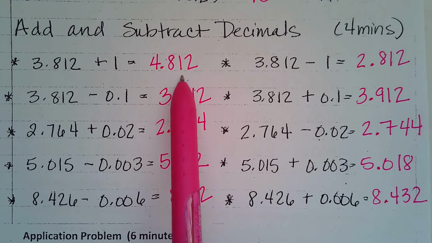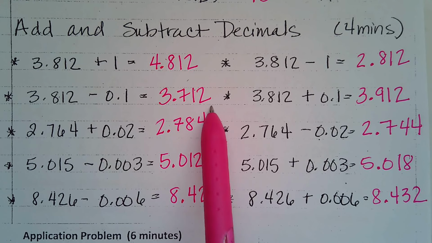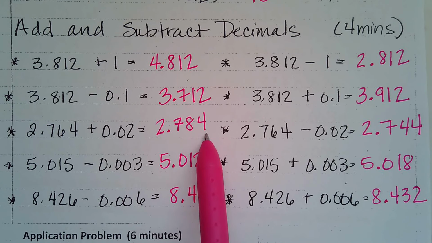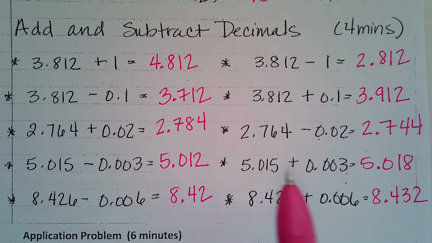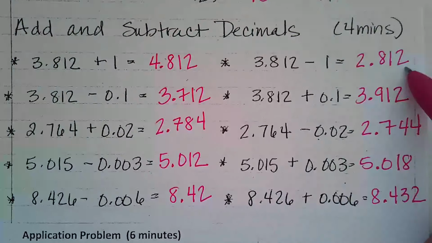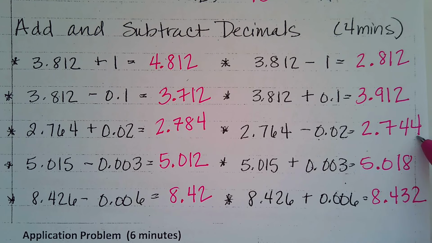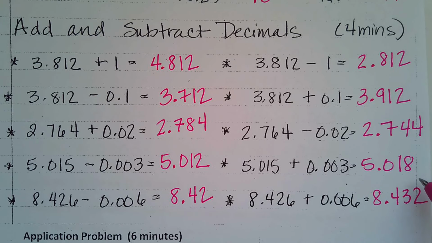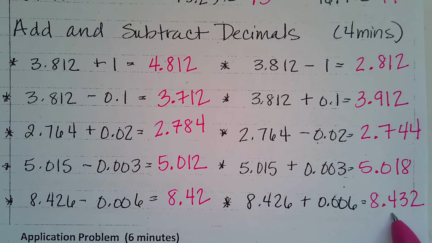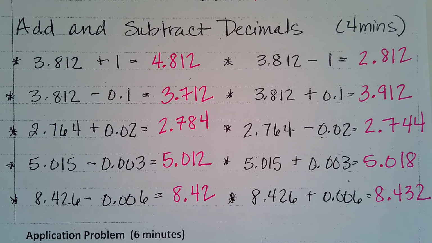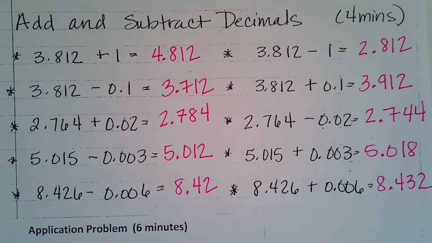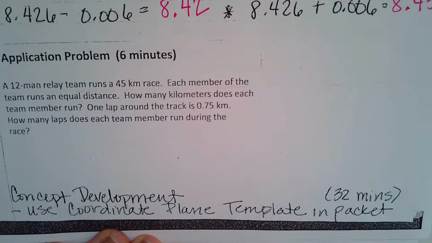So 4.812, 3.712, 2.784, 5.012, 8.42, 2.812, 3.912, 2.744, 5.018, 8.432. All right. So if you made a mistake, go back and figure out where you made your mistake and fix it. The last part of our fluency practice is our application problem.